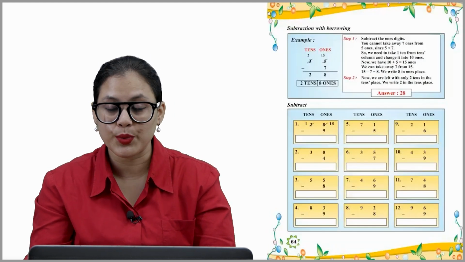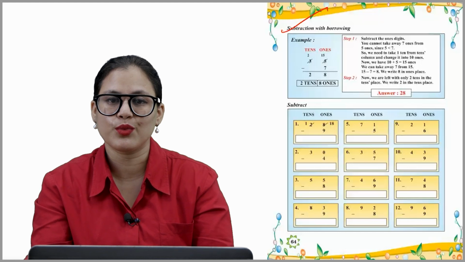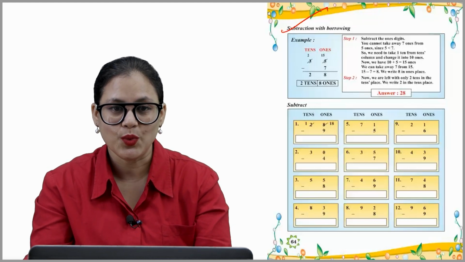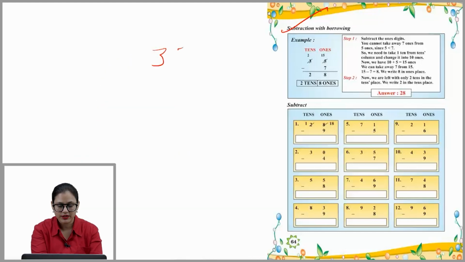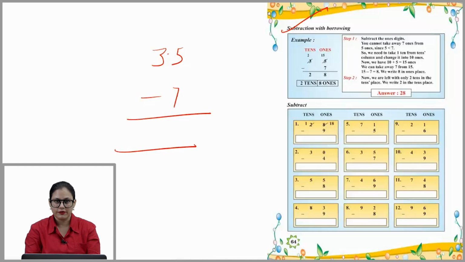Subtraction with borrowing. Now in this question we will have to borrow. Okay, so what are the steps? See, the question is 35 minus 7. 7 is greater than 5, so we cannot subtract 7 from 5. So what will we do? We will borrow 1 ten from 3.